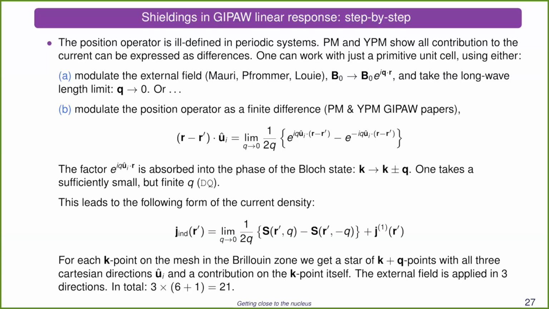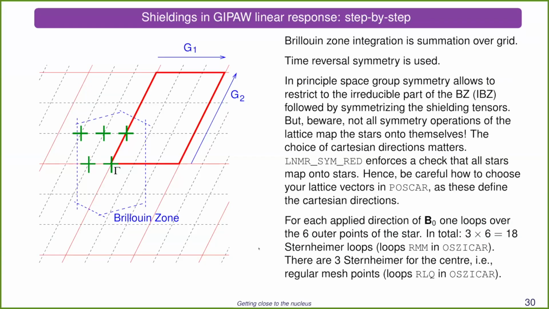But you also have this contribution that gives it 3, together 21 response calculations you have to do. Here you see it again, these K point stars. Here you see a Brillouin zone integration. So this would be, for example, your primitive cell in reciprocal space. And then this is the Brillouin zone that belongs to it. And this is the gamma point.